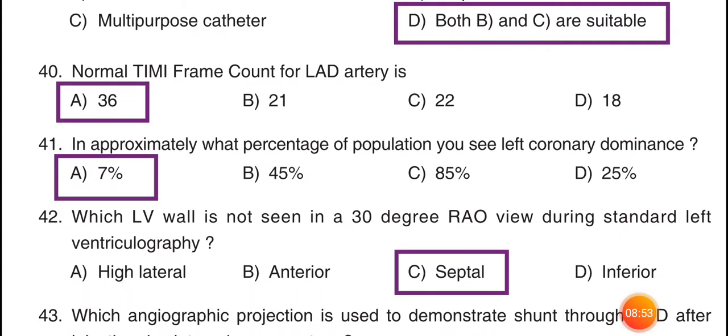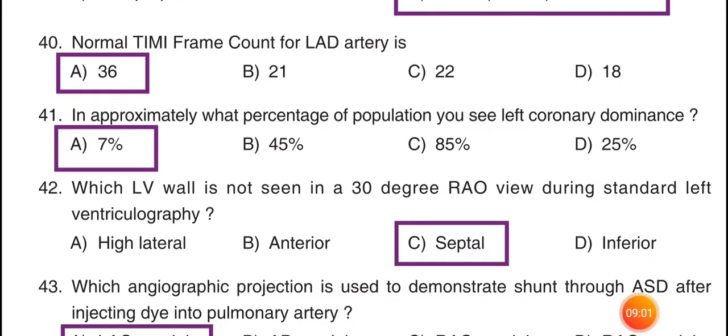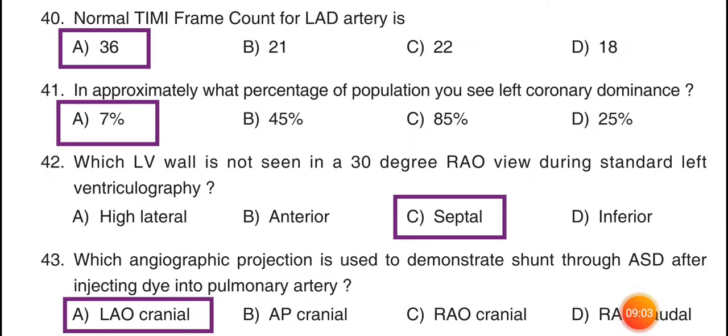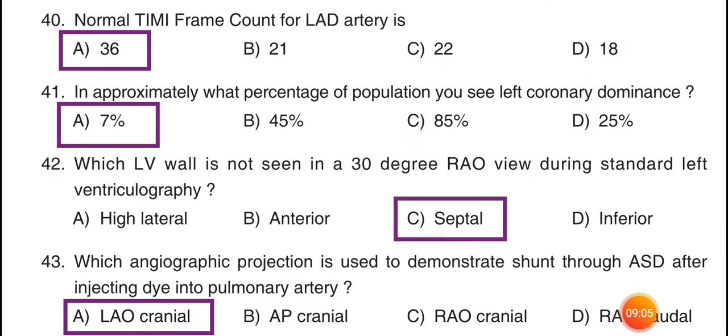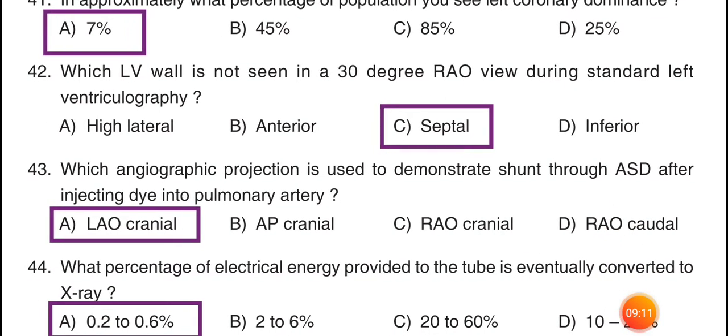40. Normal TIMI frame count for LAD artery is? Option A, 36. 41. In approximately what percentage of the population do you see left coronary dominance? Option A, 7%. 42. Which LV wall is not seen in a 30-degree RAO view during standard left ventriculography?